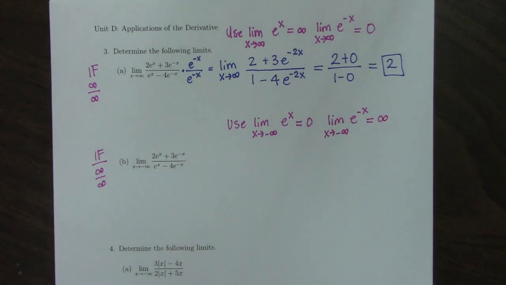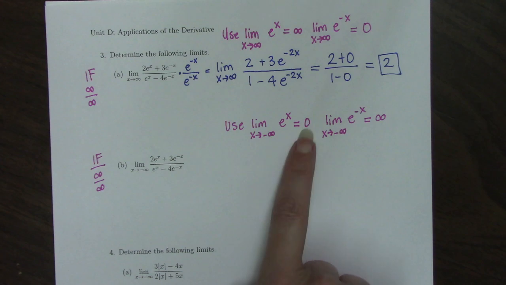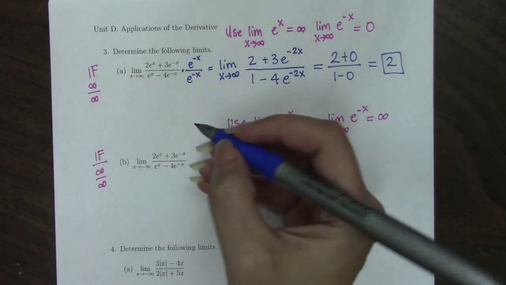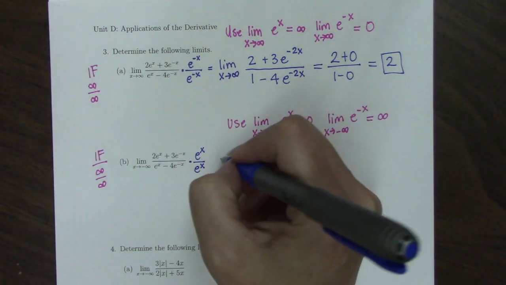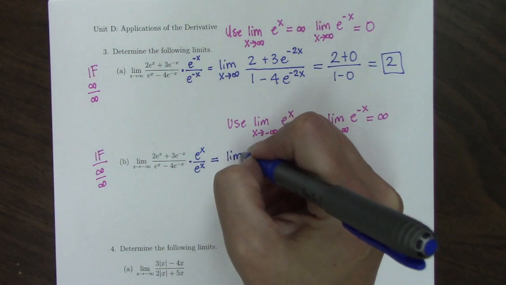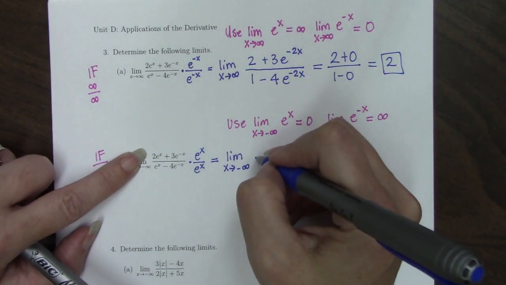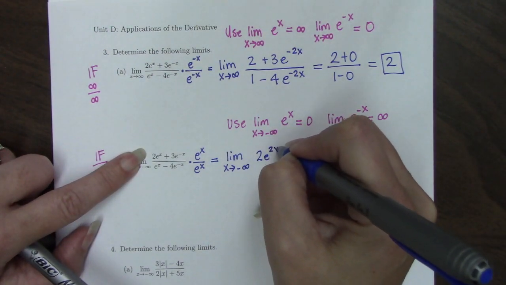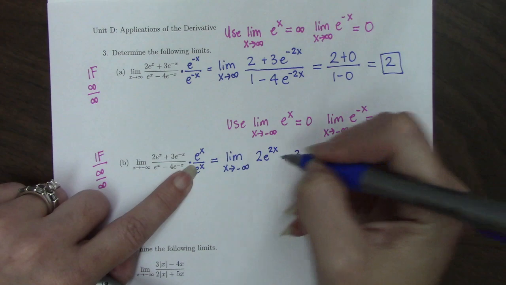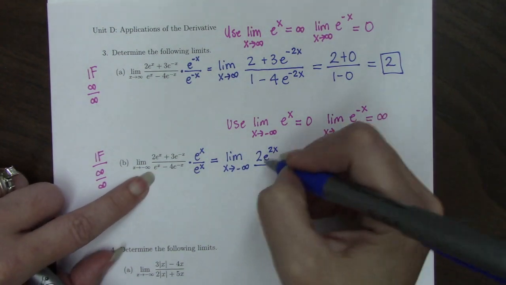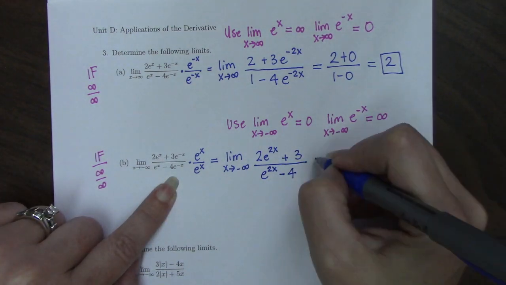So just like I did in part A, I want to look for zeros, but now that I'm looking to the left side of the graph, it's e to the positive x that creates the zeros that I need. So my first step now would be to multiply the numerator and the denominator by e to the positive x. So when I distribute this across, I still have to write limit. 2e to the x times e to the x is 2e to the 2x, plus e to the negative x times e to the x just gives me 3. e to the x times e to the x is e to the 2x, minus 4.